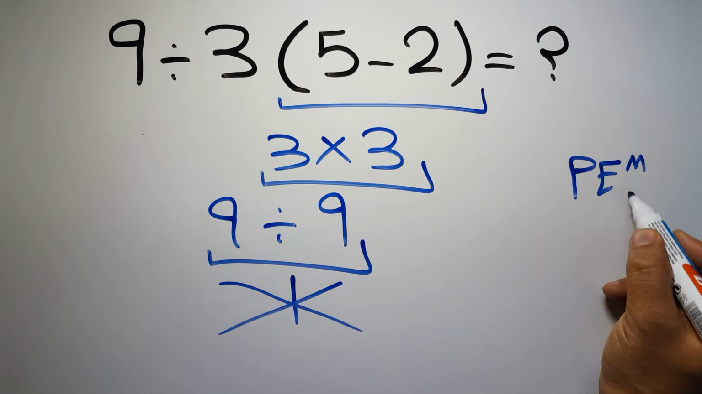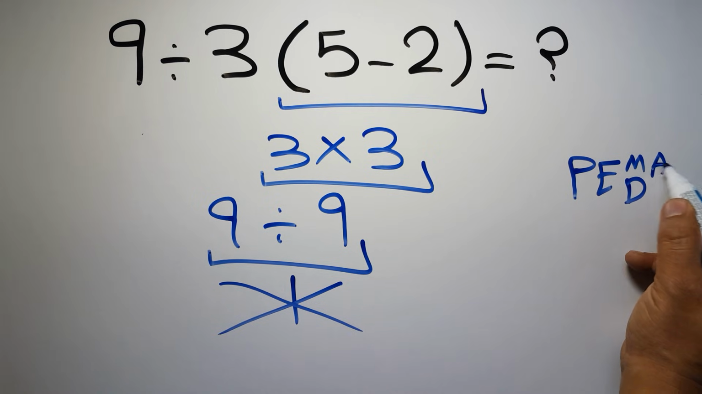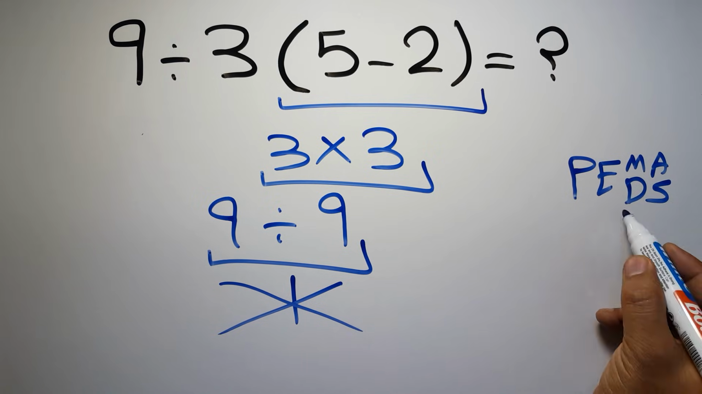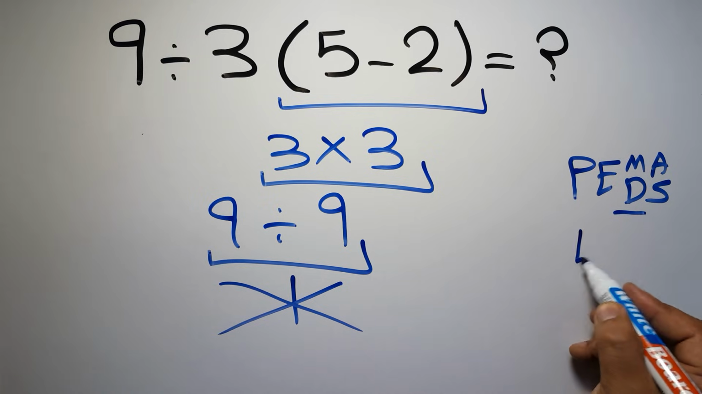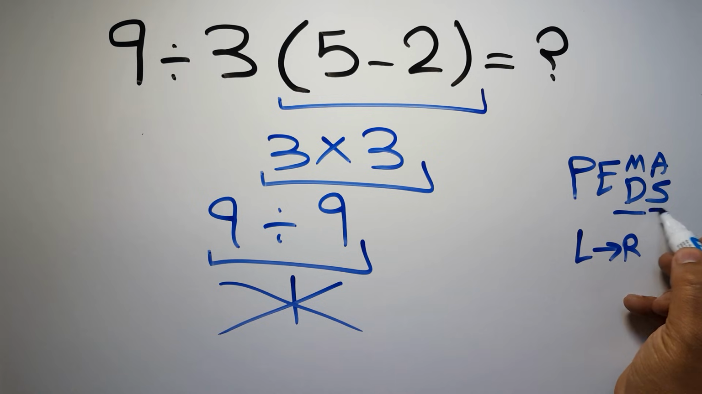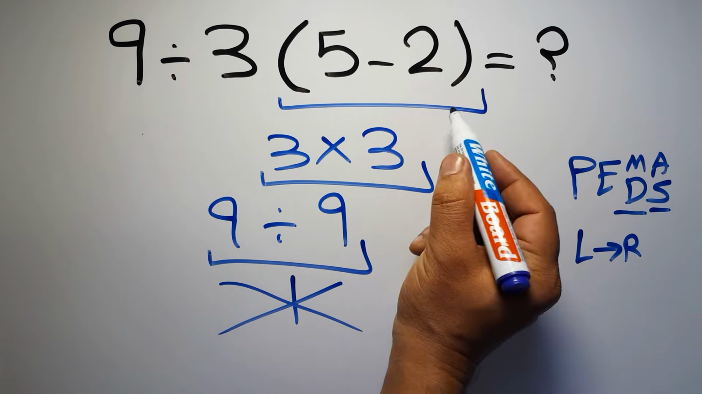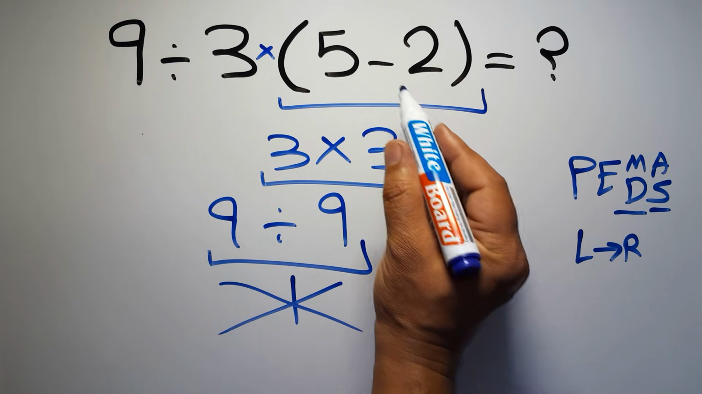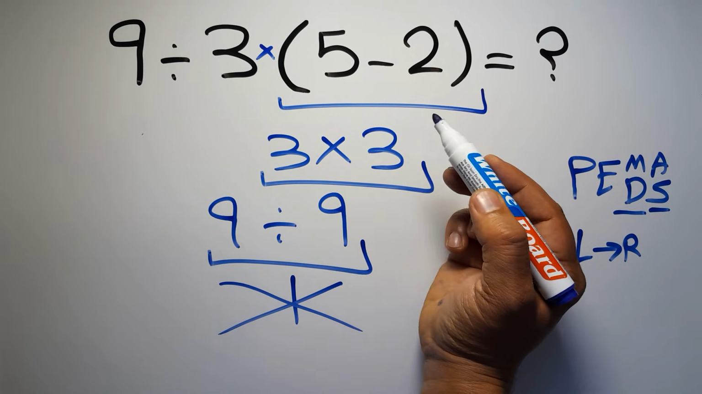exponents, then multiplication or division, and finally addition or subtraction. Remember that multiplication and division have equal priority and we have to work from left to right. And the same applies to addition and subtraction. In this expression, we have one division, one multiplication, and one parenthesis. Inside this parenthesis, we have one subtraction.